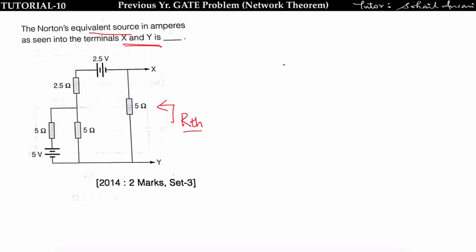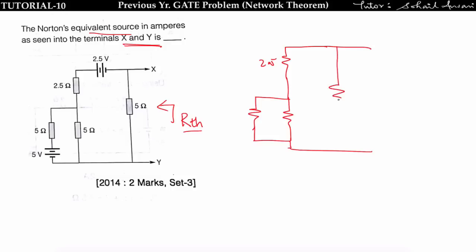So if I short circuit this, then I will get 2.5 ohm here, this is short circuited. Now 5 ohm is connected with 5 ohm, and this voltage source is also short circuited. Finally I will connect 5 ohm here, and I have to find the RTH across this. So this is 5, this is 5, the parallel combination will be 2.5, and 2.5 in series with 2.5 is 5, again parallel combination with 5 is equal to 2.5 ohm. So RTH we can find is equal to 2.5 ohm.